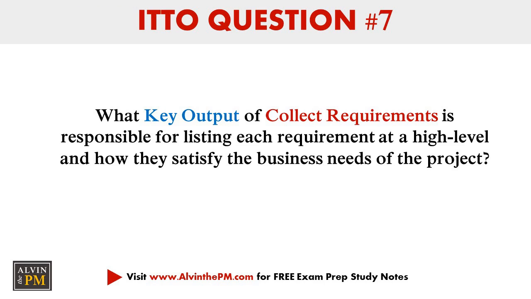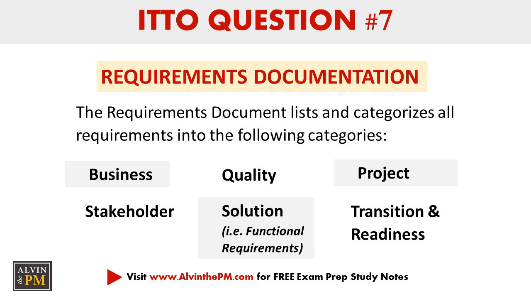Question 7. What key output of collect requirements is responsible for listing each requirement at a high level and how they satisfy the business needs of the project? The correct answer is requirements documentation. The requirements documentation lists and categorizes all of the requirements into the following categories: business, stakeholder, quality, solution, project, and transition and readiness requirements.